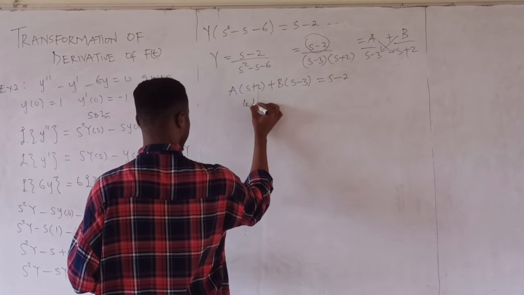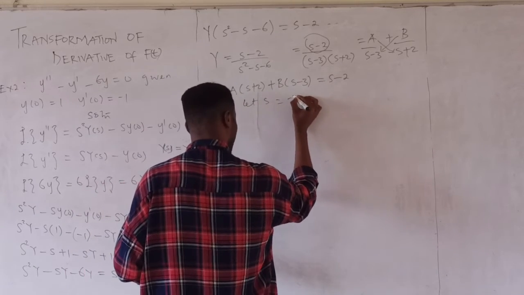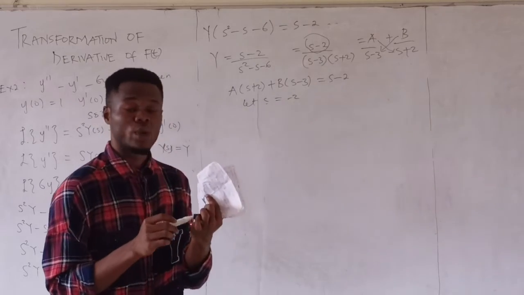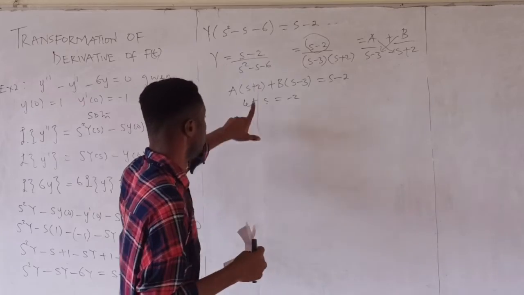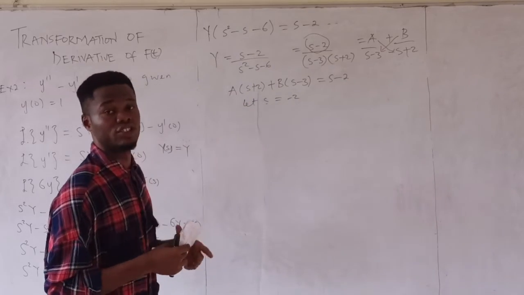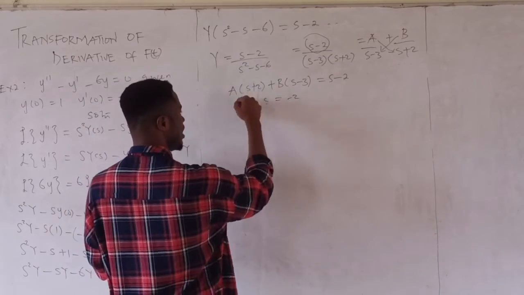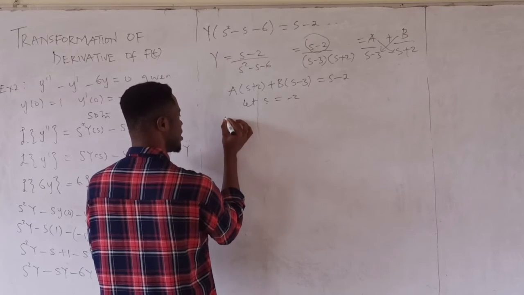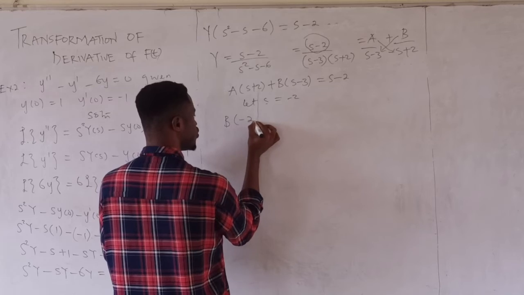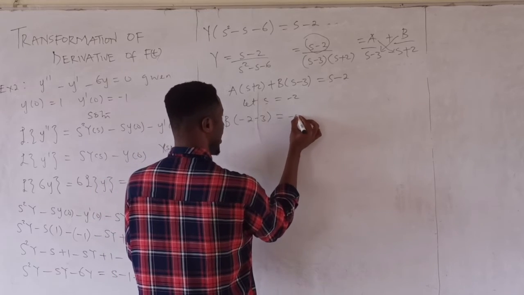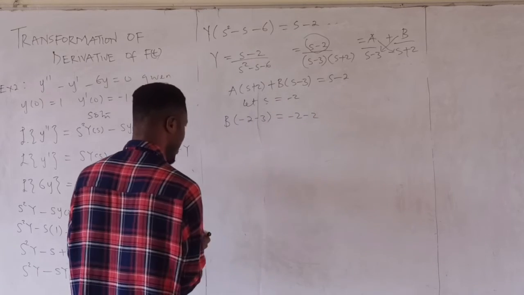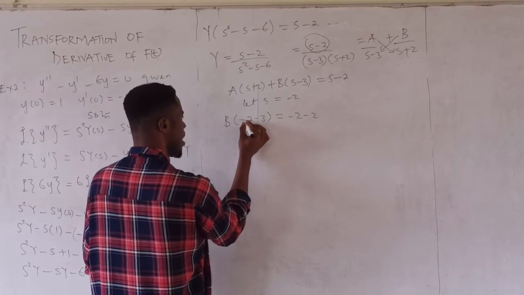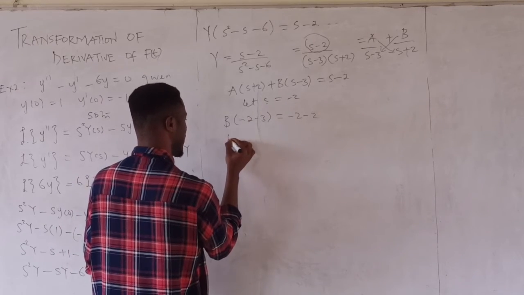Alright, so from here, if you let s equal minus 2, you can clearly see that we will be able to eliminate the a part of it. So s minus 2 gives a 0, and what we are left with is b times (minus 2 minus 3), which is equal to minus 2.